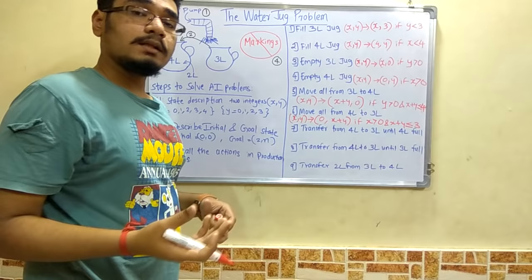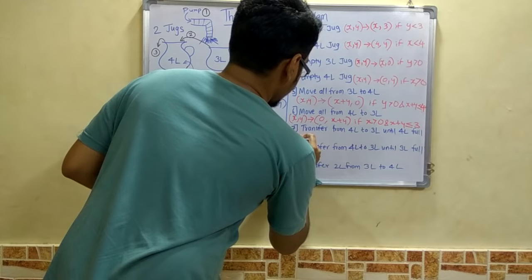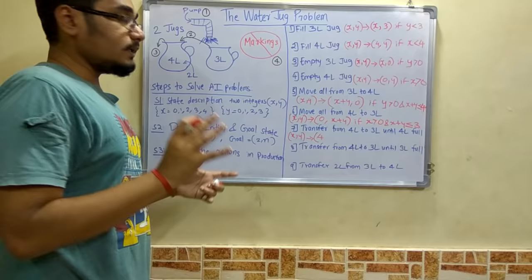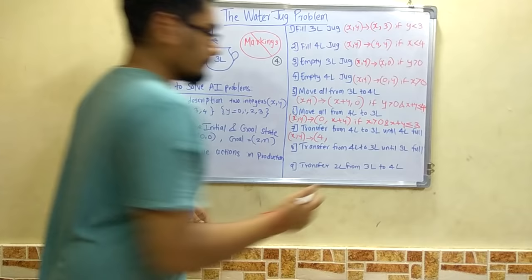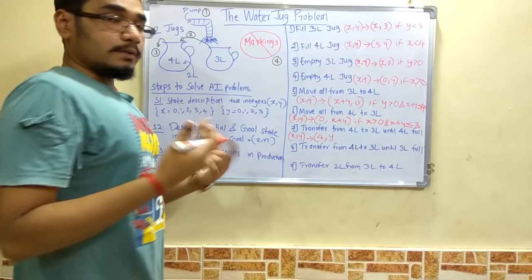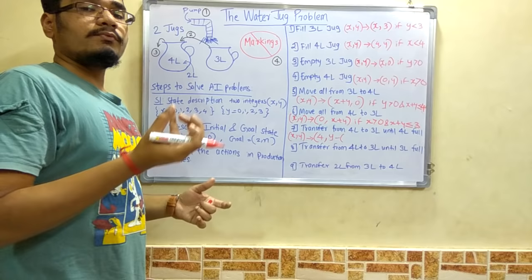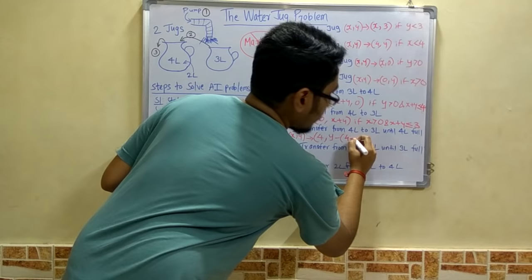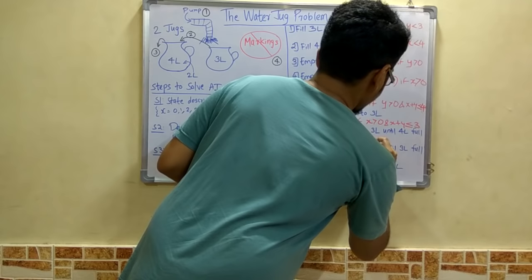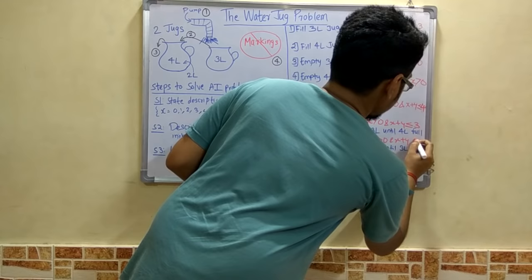So for that, we'll write the state space as x comma y. First, we'll keep the 4-liter as it is. So the x part is kept as it is, and some quantity of the x part is transferred to the y part, which means it will be 4 minus x. There is a condition: if y is greater than 0 and x plus y is less than or equal to 4.